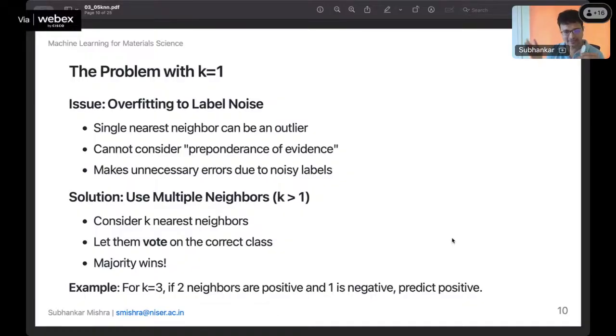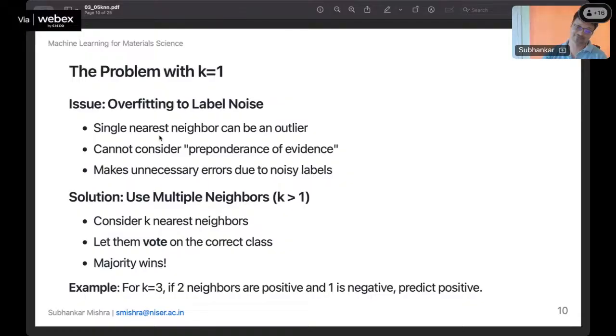If my k would have been equal to 3, I could have asked my phone, keyboard, and trackpad. Okay, majority of them are computer accessories, so this one also is a computer accessory. Yes, but that's not the case. So if k is very small, then it can be prone to noise. So that's why a single nearest neighbor can be an outlier. It's not just that a single nearest neighbor can be an outlier. There can be two outliers also, right?